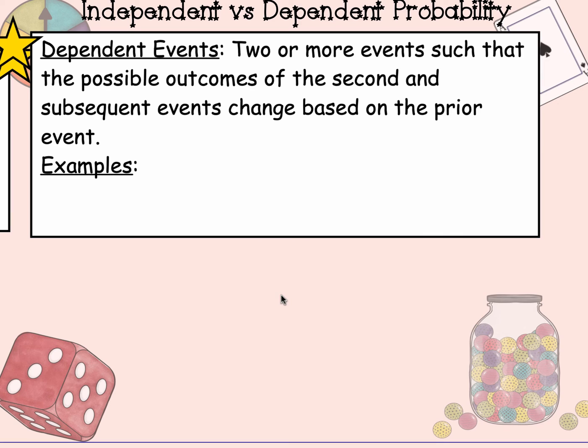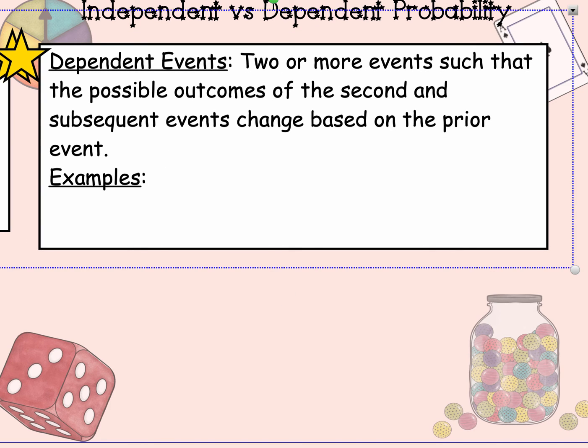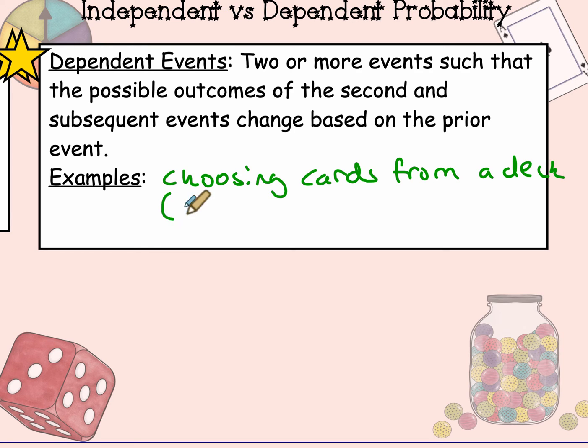Okay, dependent events, on the other hand, is when you have 2 or more events, but the outcomes of the second and subsequent events change based on the prior event. So again, things that are independent, like rolling a dice, are always going to be independent. But things like choosing a card without, that's my abbreviation for without, replacement, are always going to be dependent. Why? Because as soon as you choose one, you have less cards in the deck.